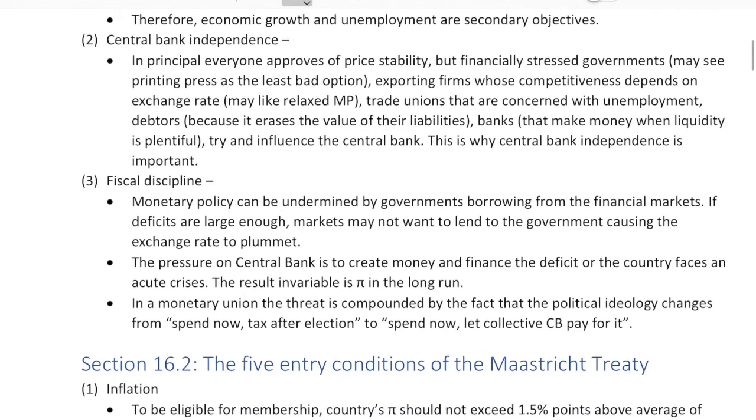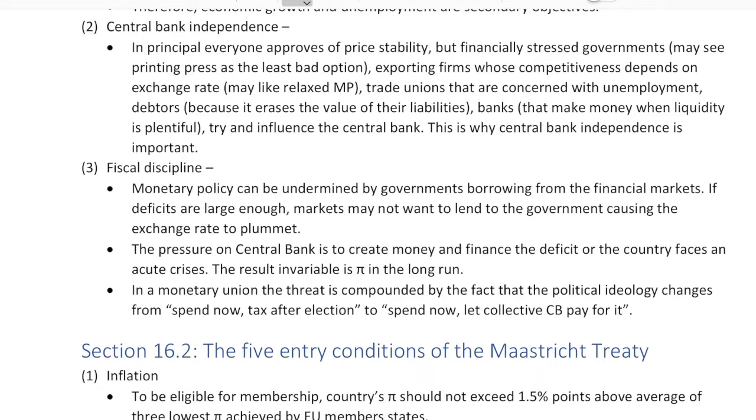So these are the groups of people that would try and influence the central bank. But this is exactly why one of the principles Germany wanted was independence of the central bank. Okay. The third component is fiscal discipline.